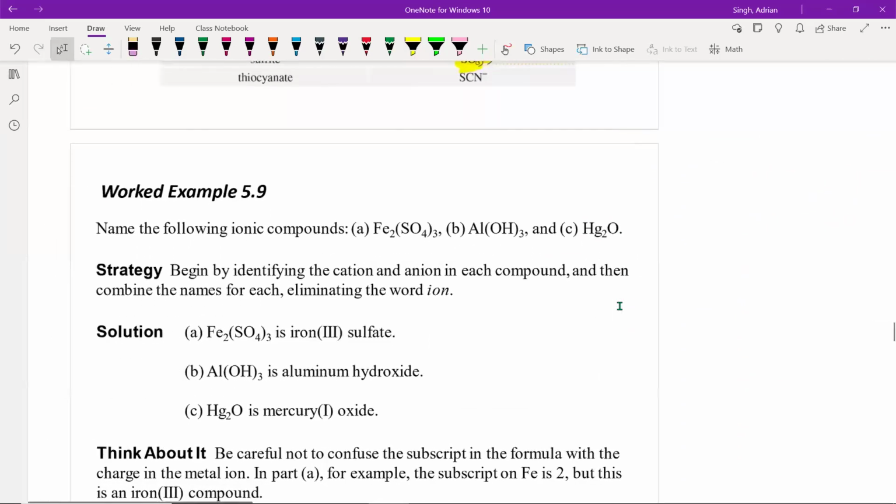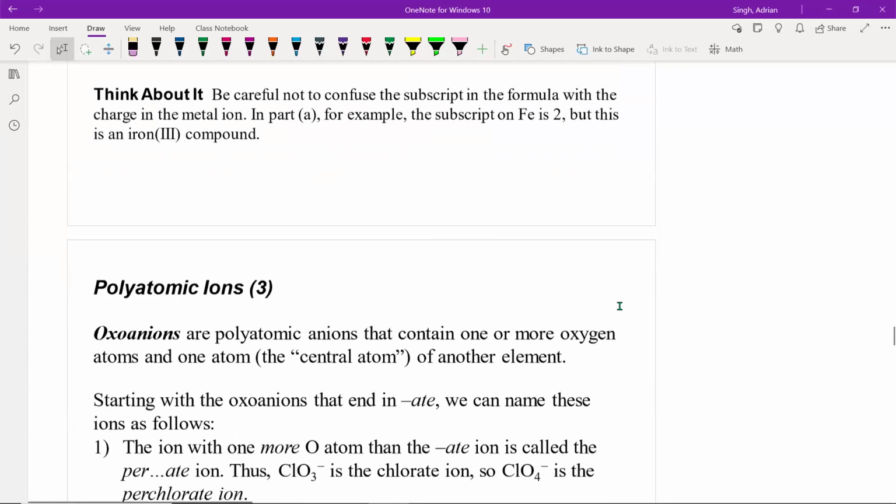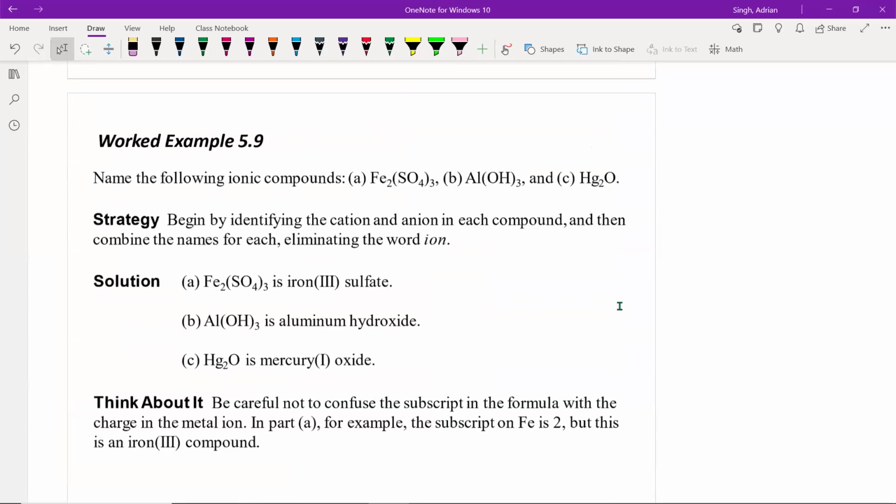Okay, and we're going to do the naming the same way as in the previous examples. If we have transition metals in there, we need to incorporate our Roman numerals in the names if we need to.